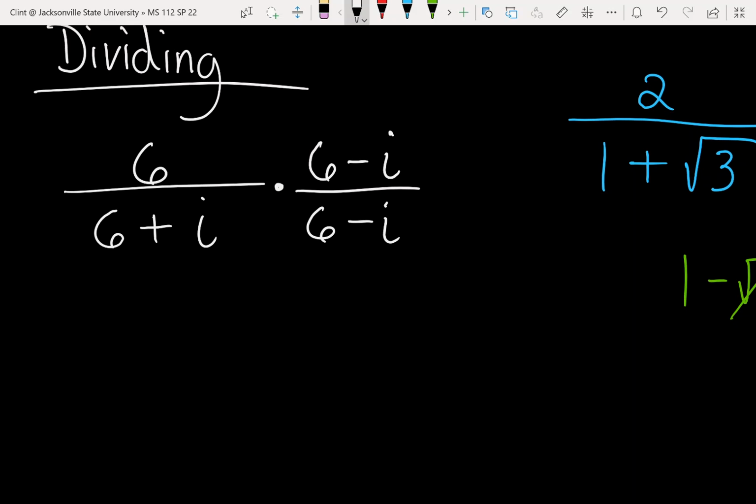This thing has a fancy name. It's a complex number, so we say it's complex. And when you change the sign between the 2 terms, that's called the conjugate. So we're going to multiply by the complex conjugate over itself. It means we change the sign in the middle.